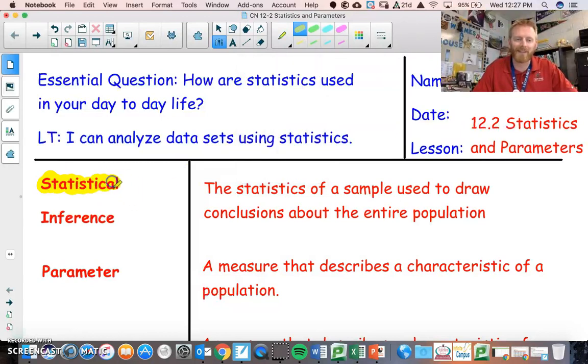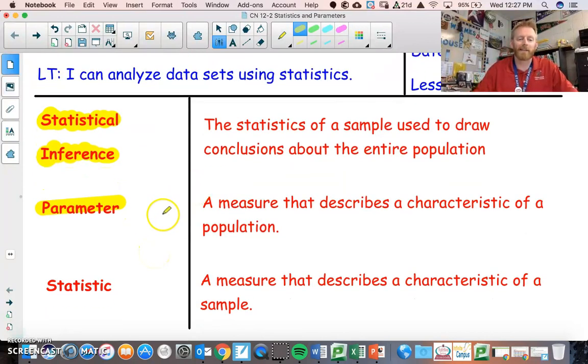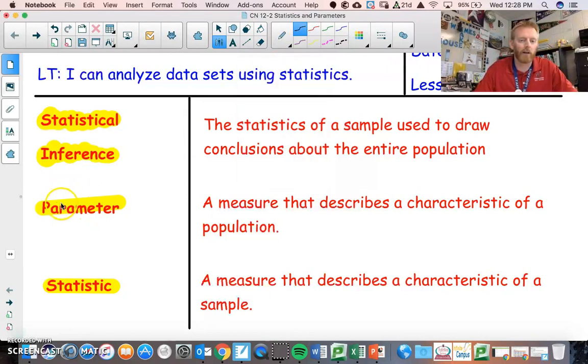So here we're going to talk about statistical inference. This is just the inference that we draw based off of the stats that we're collecting from the entire population. So we're just making some sort of a conclusion based off of our stats. A parameter is the measure that describes a characteristic of the entire population, and a statistic is just based off of the sample. Same exact thing as a parameter. Parameter is for population, and statistic is for the sample.